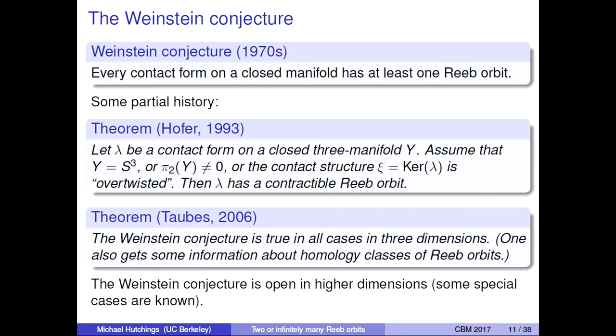So one nice result was Hofer proved in 1993 that in the three-dimensional case, if you have the three-sphere, or if pi_2 of the three-manifold is non-zero, or if the contact structure is what's called overtwisted, don't worry about what that means, then there's a Reeb orbit. In fact, there's a contractible Reeb orbit. And later, in 2006, Taubes proved the Weinstein conjecture in all cases in 3 dimensions. So for every compact 3-manifold with a contact form, there's at least one Reeb orbit. And you can also say a little bit about homology classes of Reeb orbits.